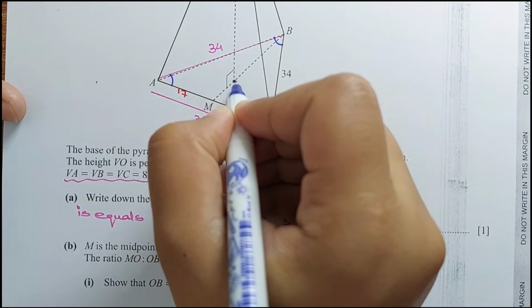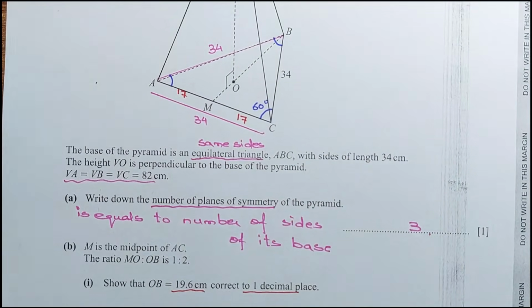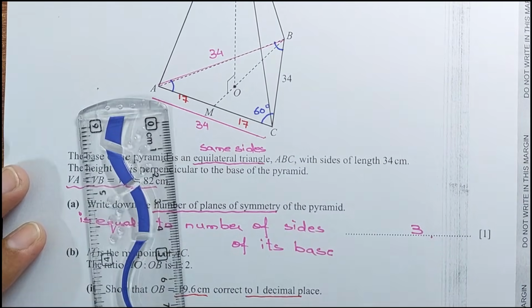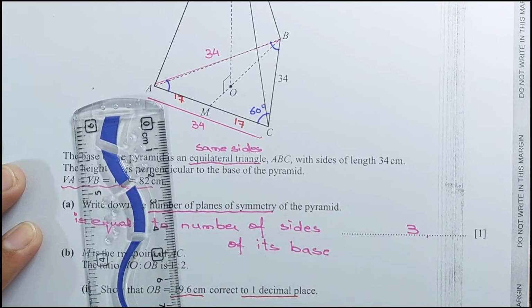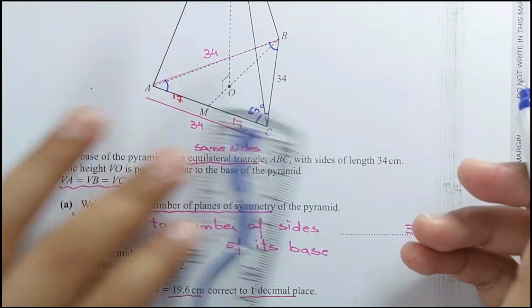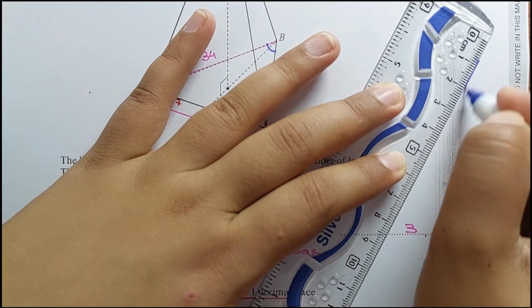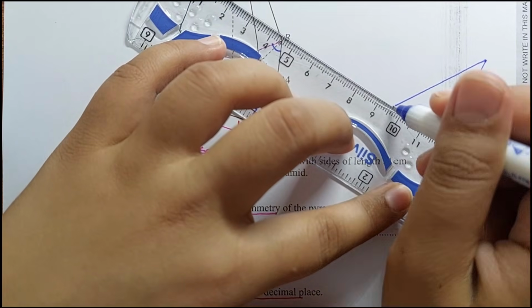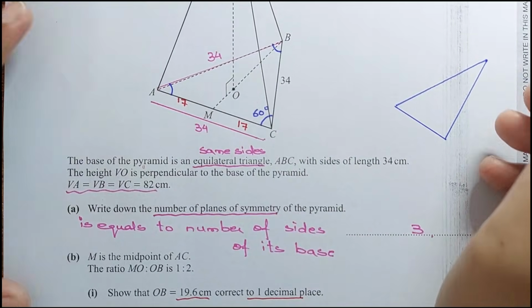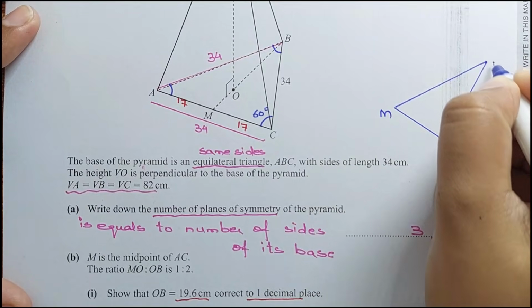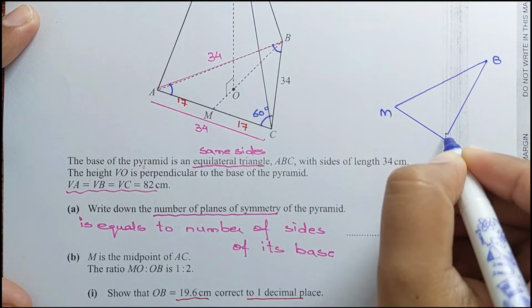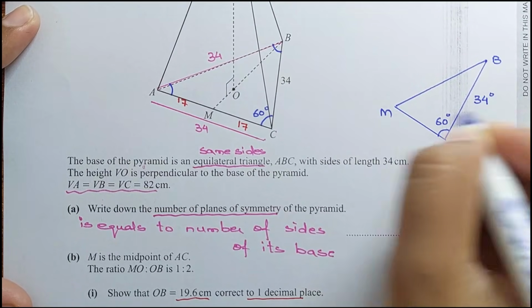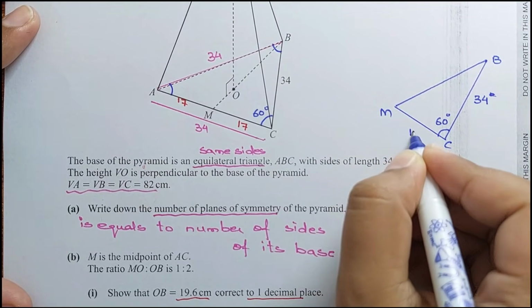This angle is 60, this angle is 60, this angle is also equal to 60 degrees, right? Now we need to work on O to B. If I can draw this triangle separately, let me show you. I want to draw this triangle M, B, and C. So here we have M, here we have B, and here we have C. This angle is 60. This side length is 34 centimeter. This side length is 17.